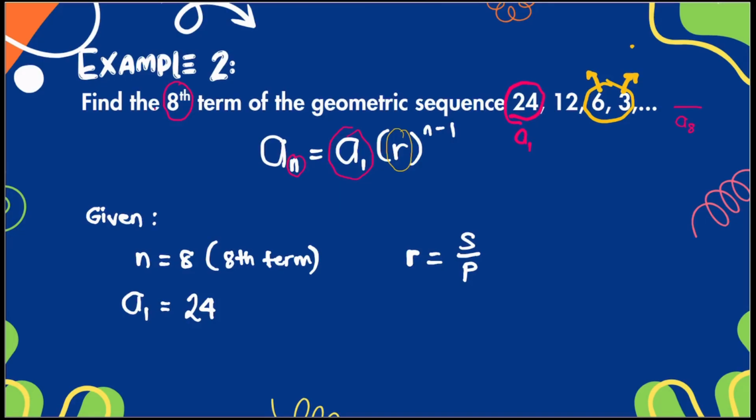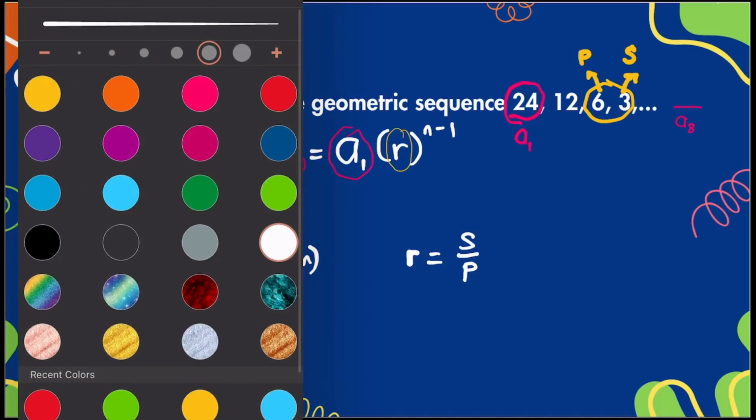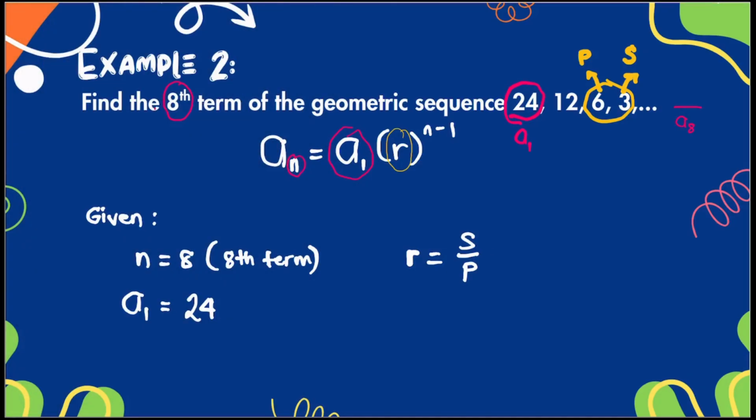So, pag sinabi kong succeeding, those are the terms on the right. That's the term on the right. Tapos, pag preceding, the term on your left. Okay, so this is the preceding and this is your succeeding. So, ngayon, let us solve. So, we have succeeding, which is 3, over the preceding, which is 6.